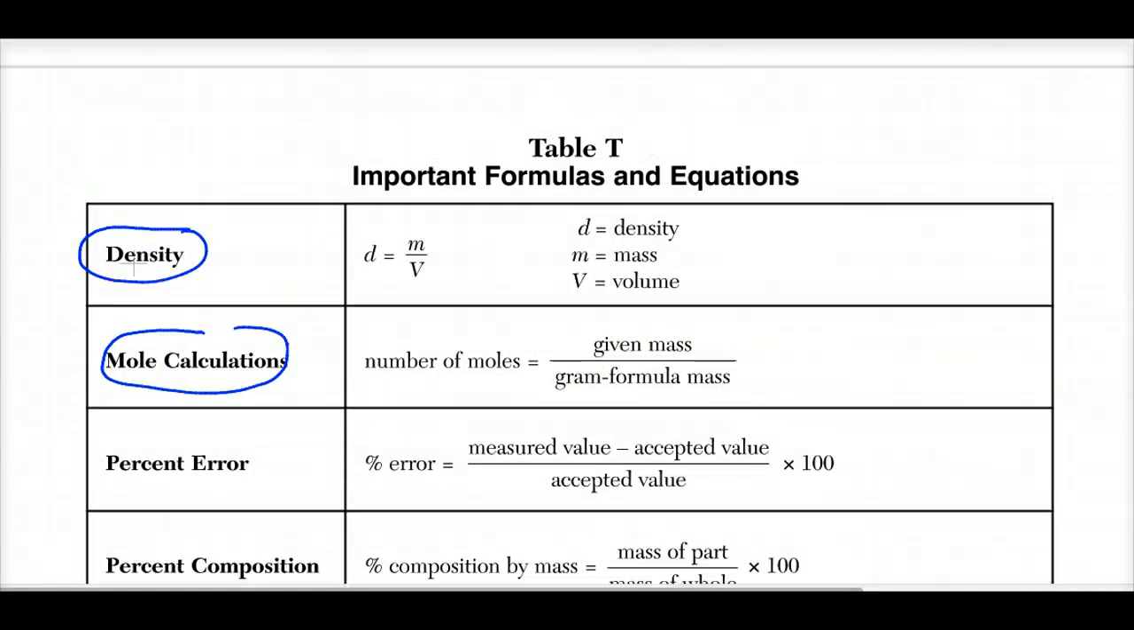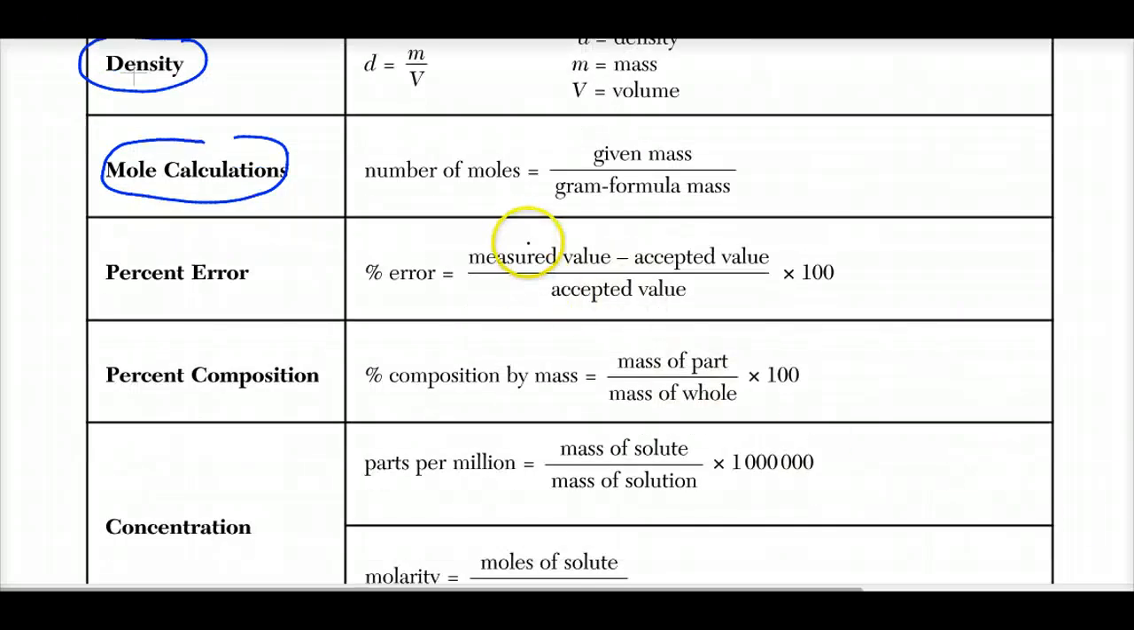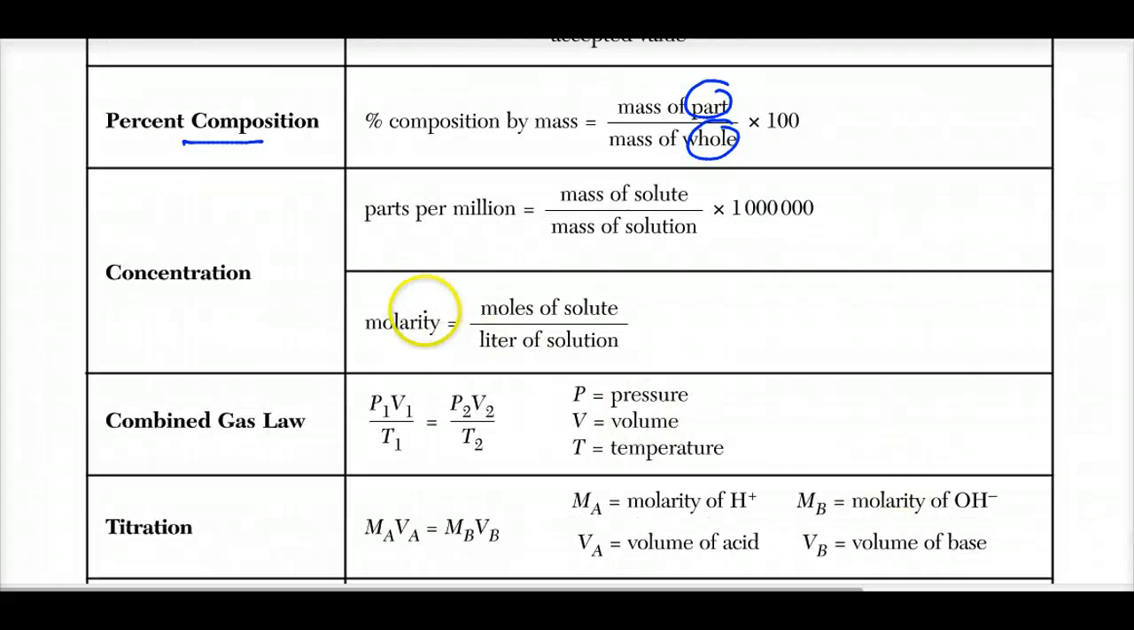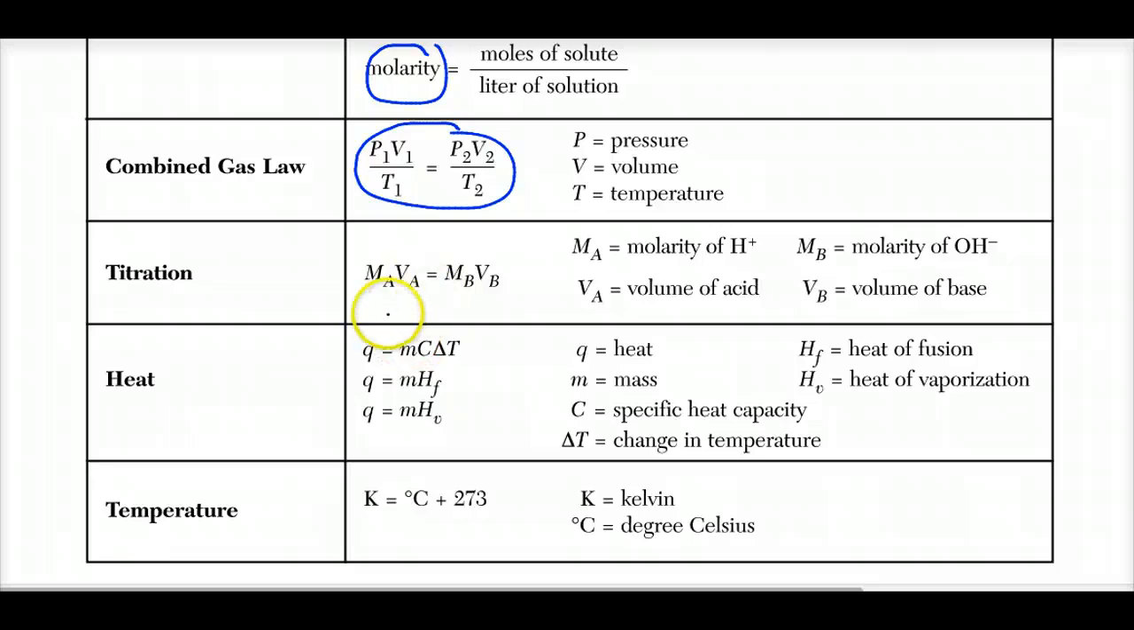Percent error. They could ask you to do a percent error, and it's the measured value, the experimental value that you get from the experiment, minus the accepted, the theoretical, over the theoretical, times 100. Percent composition is part over total times 100. And for concentration, we have the molarity formula and the parts per million formula if you need it. We have the gas law formula. We have the titration formula for acid-base titrations. And then we talked about heat already, and then converting temperature into Kelvin.